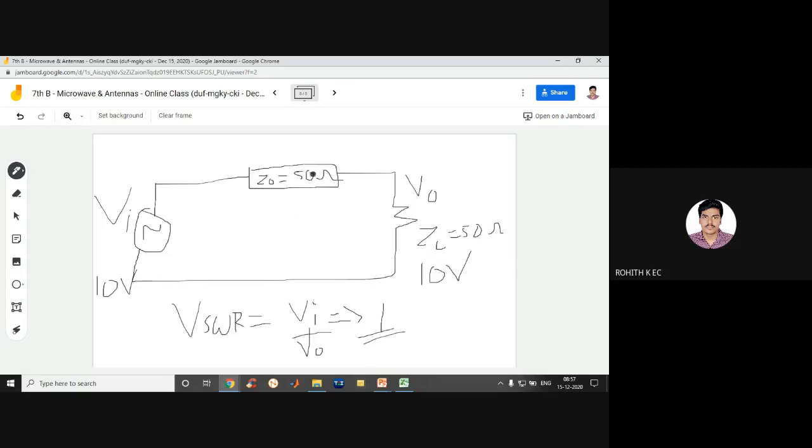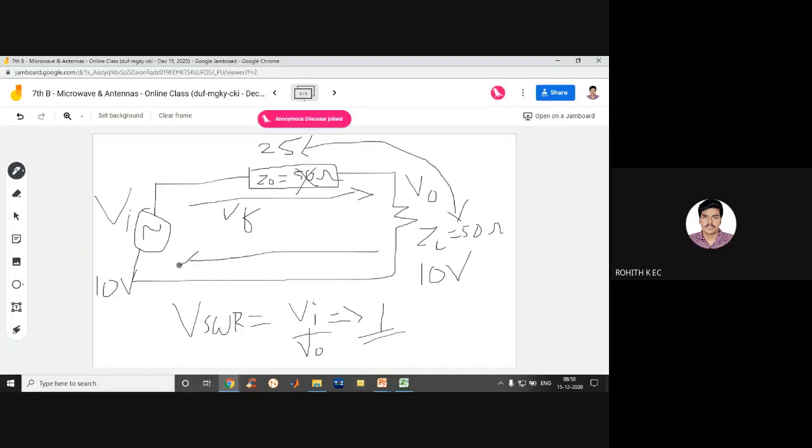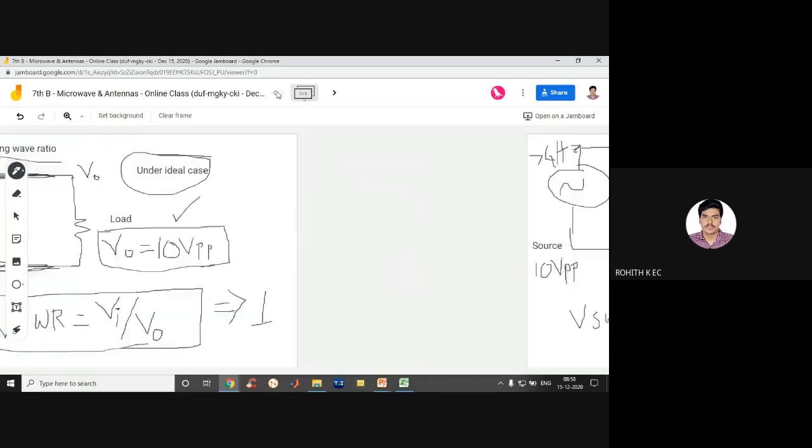Okay. Now, if my characteristic impedance is say 25 instead of 50, what will happen? There will be some forward wave, and because of the mismatch in the characteristic impedance of the line and the load impedance, what are we going to encounter? We are going to encounter some amount of reflection, that is VR, right? So depending on the amount of reflection, my VSWR value will increase. Okay, ideally it should be 1. Okay, so that's about VSWR.